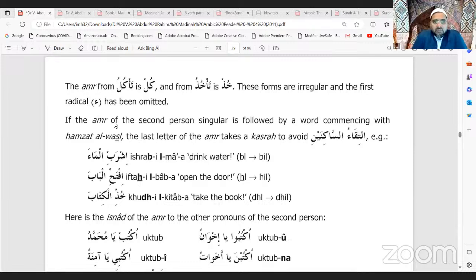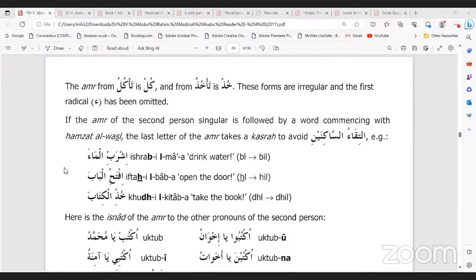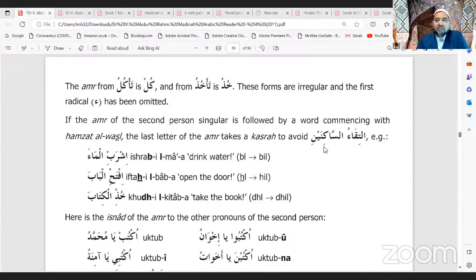what it means is when there's two sakins together. So alif, lam, the lam is silent. Ishrib, the ba of the ishrib, the command, is silent. So the ba of the command ishrib, the sukun changes to a kasra to be able to continue reading. So you will see ishrab bil ma'a. Instead of saying ishrab al ma'a, you say ishrab bil ma'a. Okay, so it makes it flow better. Yeah, exactly. So that's why this is called iltiqa as-sakinayn, when two silent letters join together.